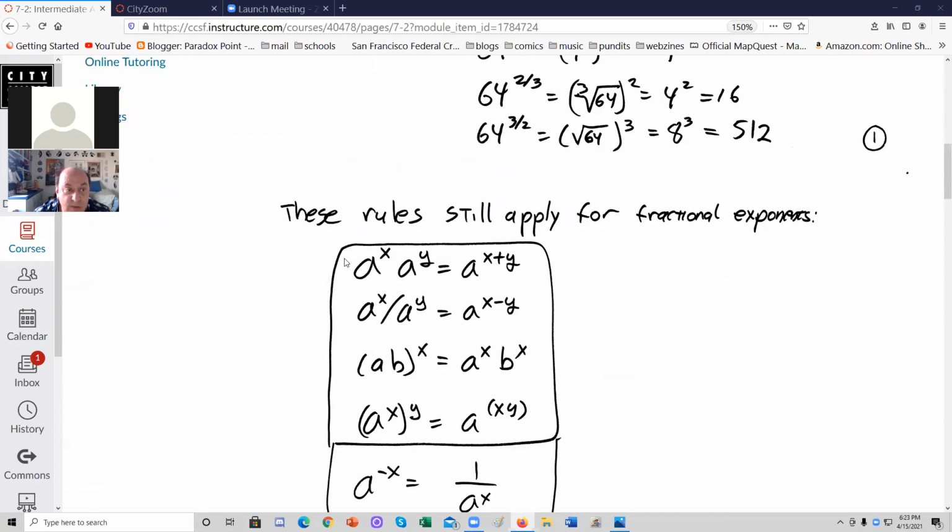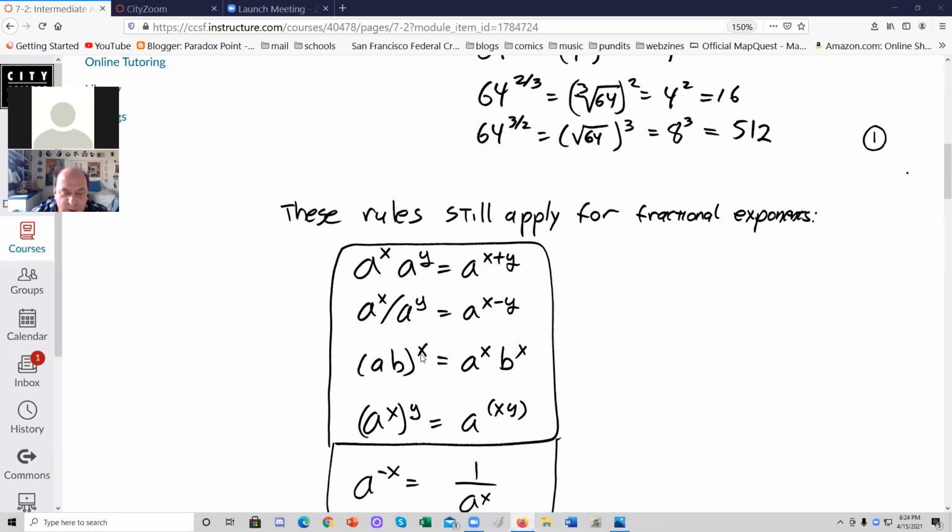Now we had some laws of exponents for whole numbers. They still apply for fractional exponents. A product of powers means you add the powers. A to the x times a to the y is a to the power x plus y. A ratio of powers means you subtract the powers. A to the x divided by a to the y is a to the power x minus y.